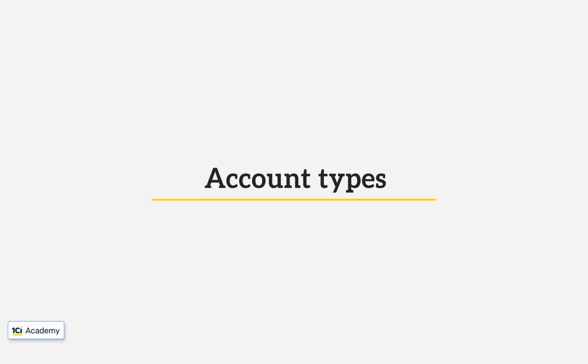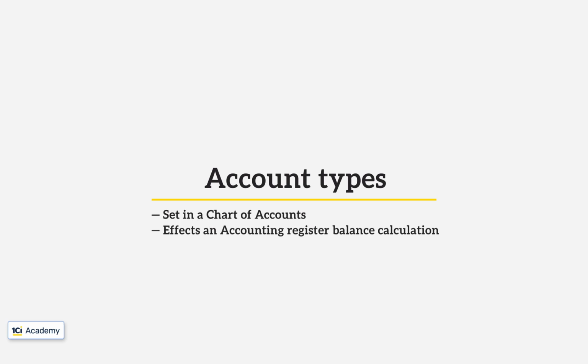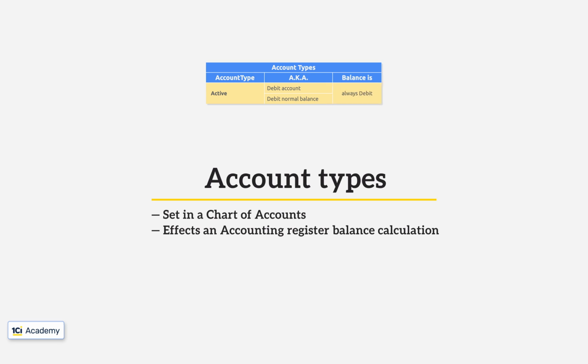So, here is a summary of how different types of account work. First of all, an account type is set on a chart of accounts and affects how an accounting register balance is calculated. More specifically, what is called active account in ONE-C Enterprise is also known as a debit account, or an account with a debit normal balance. Accounts of this type always show their balance on the debit side of accounting registers. Passive accounts are known as credit accounts, or accounts with credit normal balance. These guys always show their balance on the credit side of accounting registers.